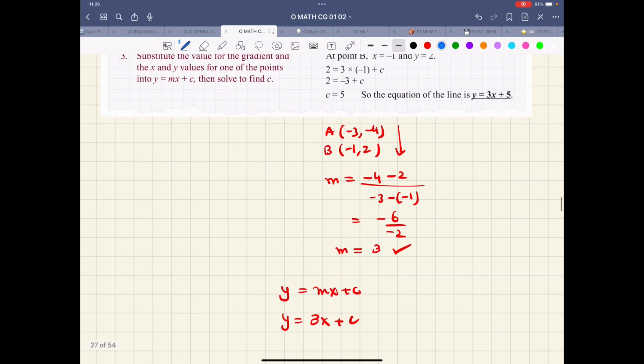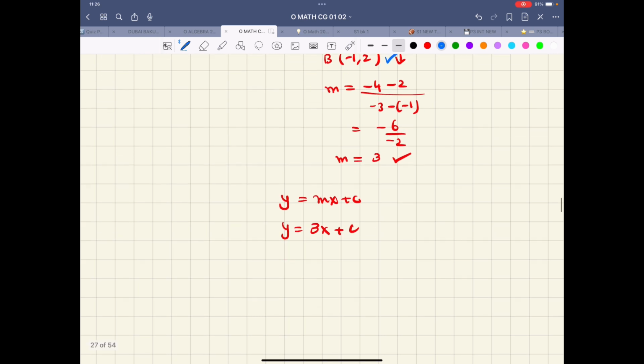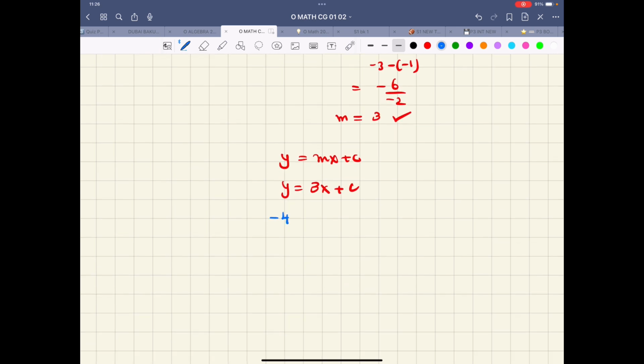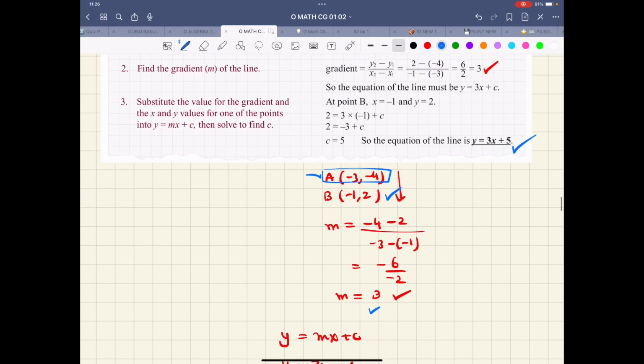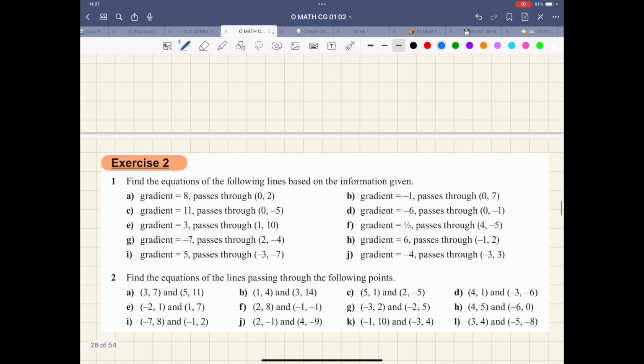And then either one of these 2 points, you can plug it in. Let me plug in the first point, which is negative 3, negative 4. So this is negative 4, this is 3, this is negative 3 plus c. Negative 4 is equal to negative 9 plus c. Negative 4 plus 9 is equal to c. Therefore, c comes out to be 9 minus 4, which is 5. So we have m and c, and the equation is y equals 3x plus 5. No harm in checking, and that is the answer for this particular part.